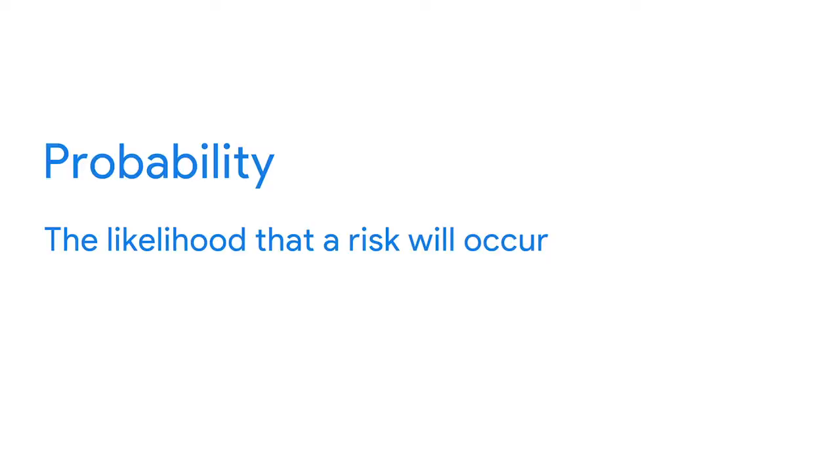You'll also need to think about probability. Probability is the likelihood that a risk will occur. We also determine probability on a scale of high, medium, and low. In this case, high probability means there's a high likelihood of this happening. Low probability means you've identified a risk that could happen, but it isn't likely that the risk will occur.